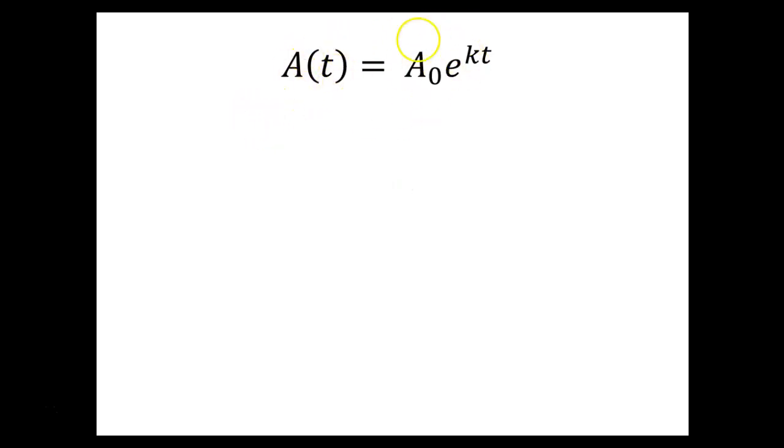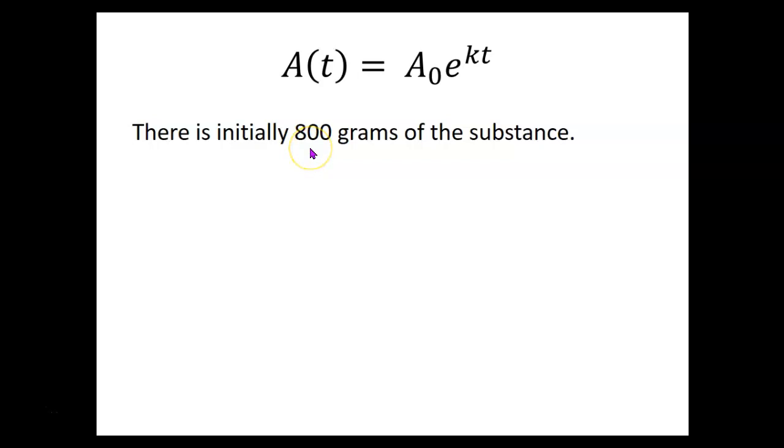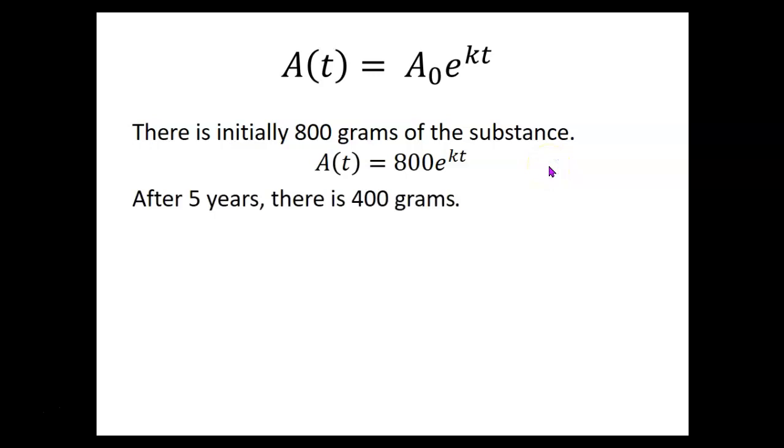Okay, so here's our formula. A of t equals a sub 0 times e to the kt. There is initially 800 grams of the substance. So if I put in 800 for that initial value, the formula looks like A of t equals 800 times e to the kt. Notice that if we plug 0 in for t, no matter what k is, k times 0 is 0, e to the 0 is 1, 800 times 1 is 800, and we get 800 out of the formula. After 5 years, there is 400 grams.